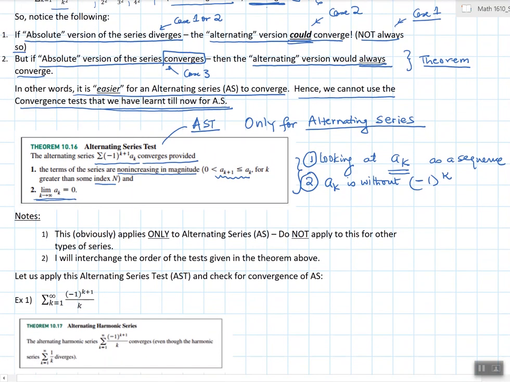So few notes. We will obviously apply this to alternating series. Do not apply this for other types of series. A lot of students make a mistake of using this to test other kind of series. The second thing is that I will interchange the order of the tests given in the theorem above. It's more common that way instead of this order.